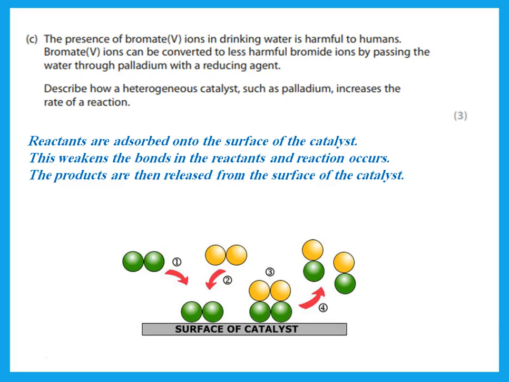We said the reactants are adsorbed onto the surface of the catalyst. This weakens the bonds in the reactants and the reaction occurs. Then the products are released from the surface of the catalyst. So please remember how to explain the heterogeneous catalyst.